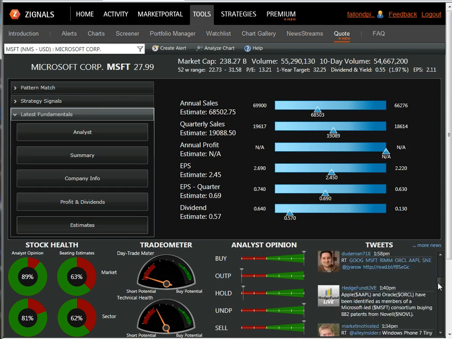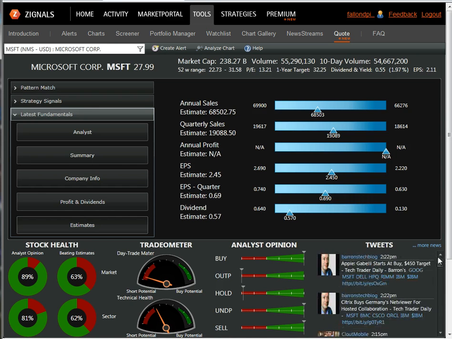And the last section looks at the tweets. So any tweet that's come in from Microsoft so far, and this will poll every minute, will appear in this tweet window. And that is a quick guide through the quote page.